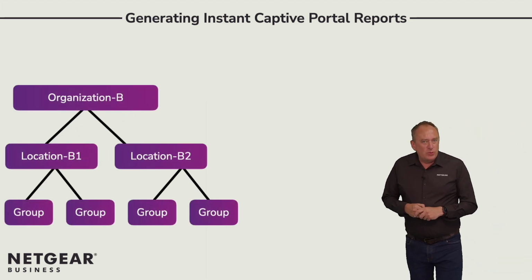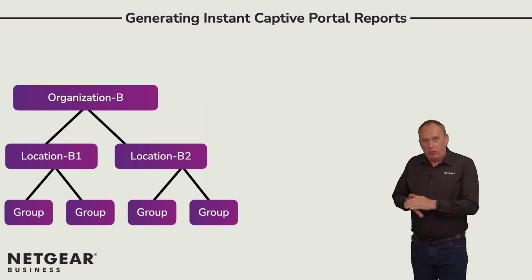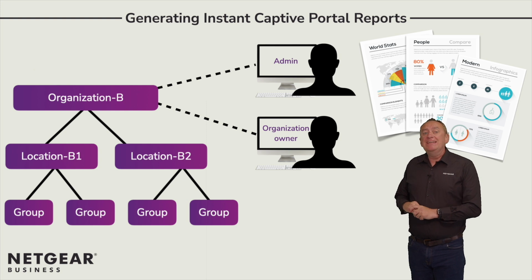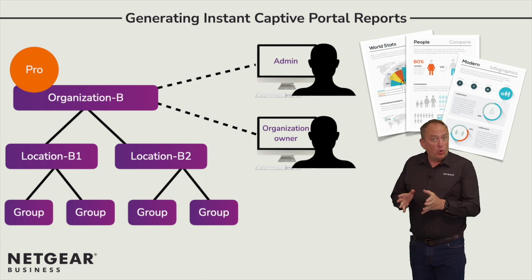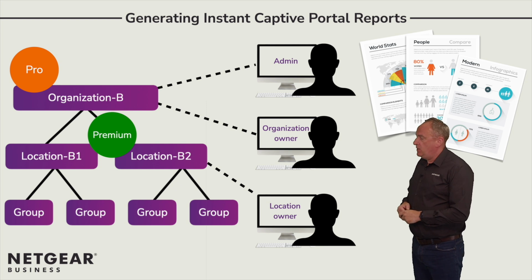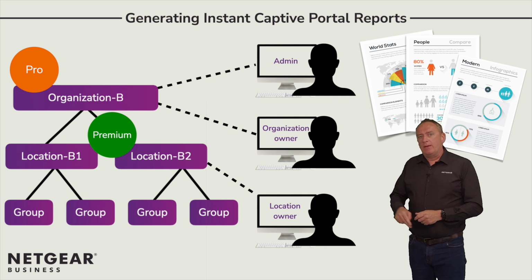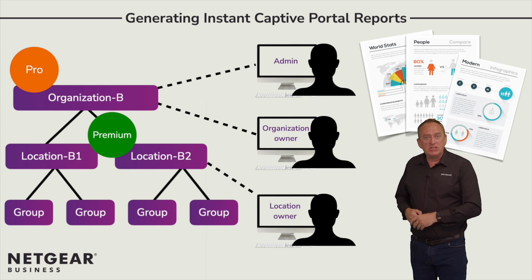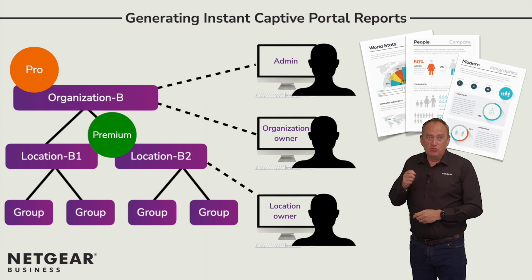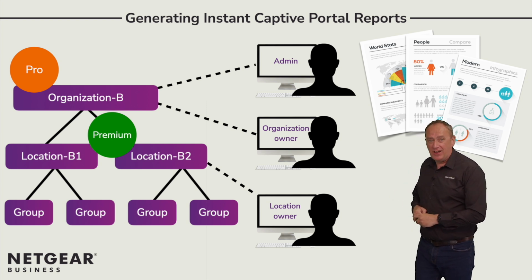We can select the frequency of the reports, and by default the report will be sent to the administrator and the organisation owner if it is an Insight Pro account, or the location owner if it's an Insight Premium account. Reports fall into two camps: user demographics and user registration, and we're going to finish this module by tying up this data beautifully so you can really show off the power of Insight.